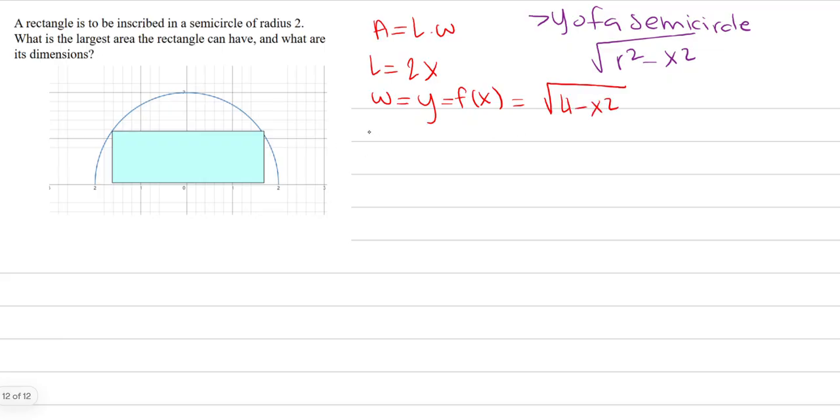Now let me find my area. So my area is going to be equal to 2x times radical 4 minus x squared. Okay, so that's my first step done. Now I need to find the derivative of my area, right? But here I have a little problem. This is a product rule, so I need to solve accordingly.